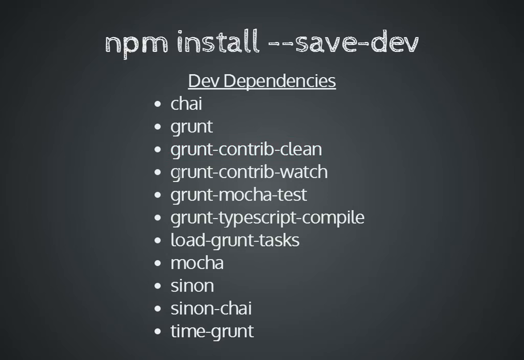And then grunt contrib watch is going to be the grunt watch system. Especially in the case of TypeScript, you're going to watch your TypeScript files. If anything changes, you want to compile those files and put the JavaScript source files where they belong. If you're using CoffeeScript, there will be a similar task for that. Grunt mocha test is going to be the test command that we're going to be able to run because we installed this package.